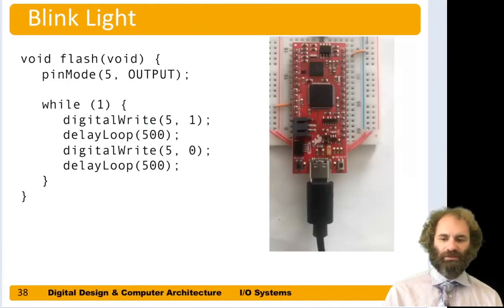And now we could, say, flash a light by making pin 5 an output. Remember, pin 5 is hooked up to the blue LED. And then we have a loop. In that loop, first we turn pin 5 on, make the LED on, wait for 500 milliseconds, half a second, then turn it off and wait again, and this will blink the LED indefinitely.